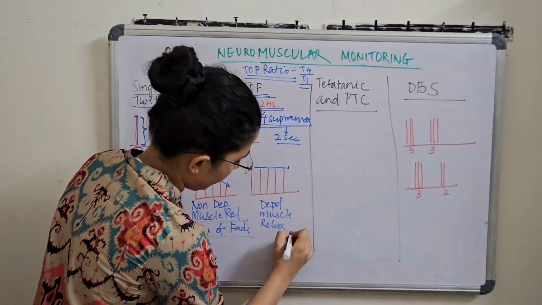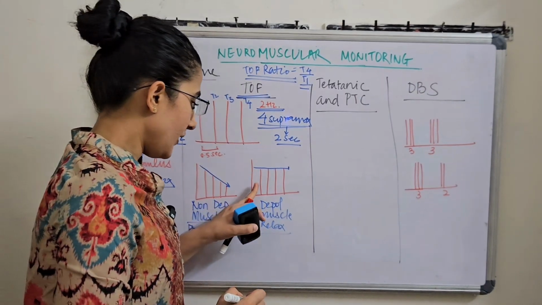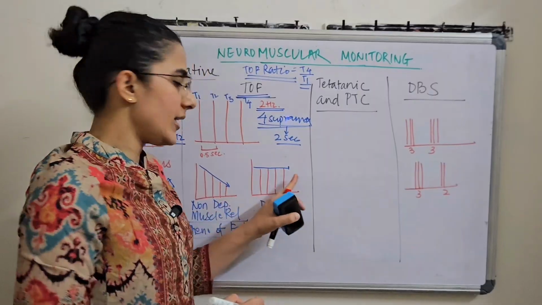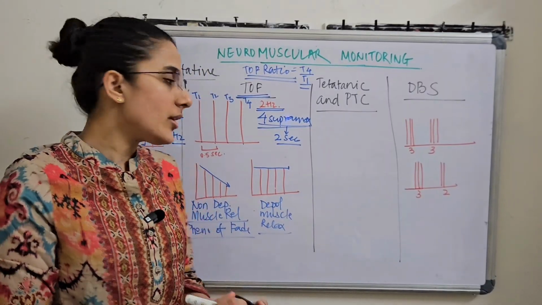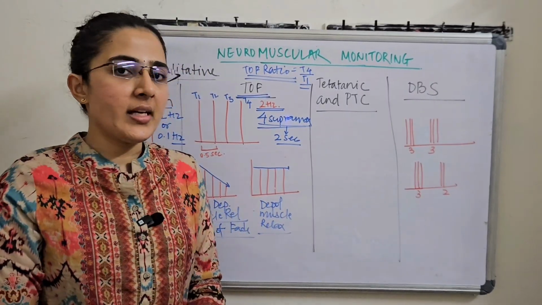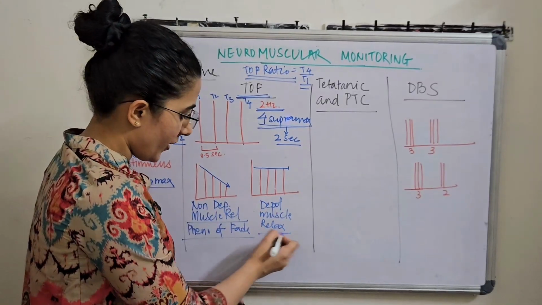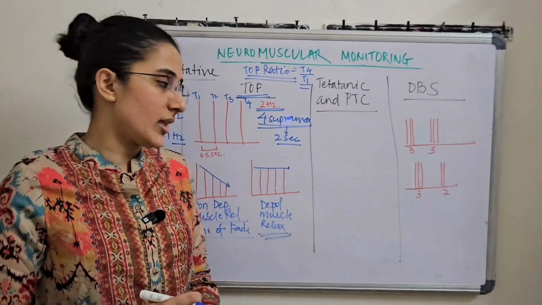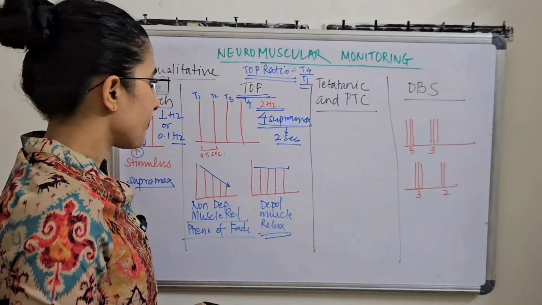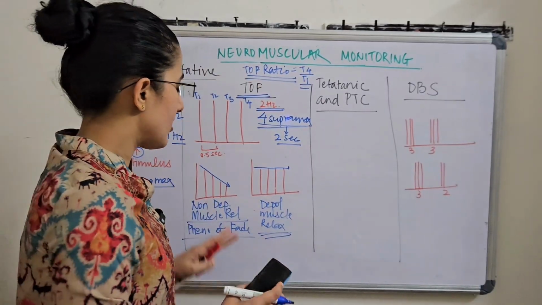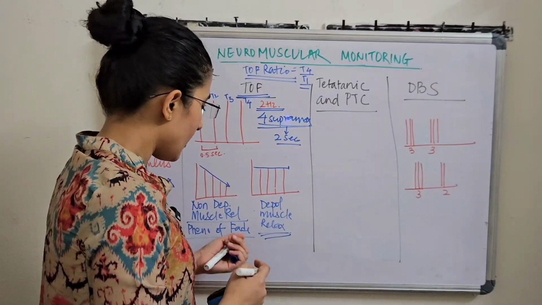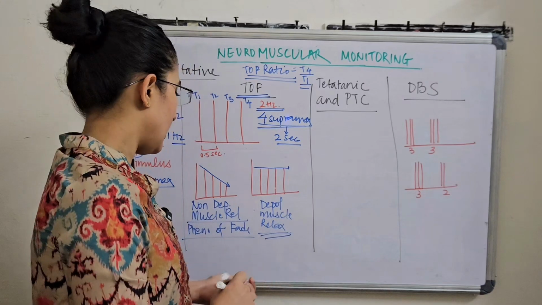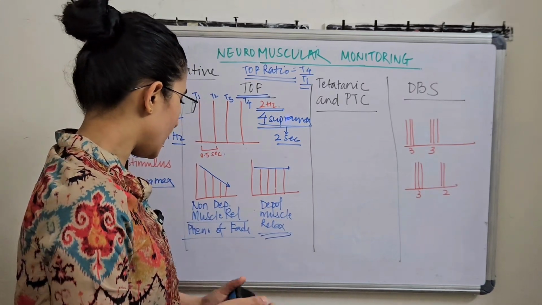So here we see that with the effect of the stimulus, the amplitude will decrease because of the depolarizing agent, but there is no phenomenon of fade. If you see the phenomenon of fade, then that means it is a phase 2 block because of the depolarizing agent. Once we have finished with this TOF, we will have to correlate all of this. I'll tell you in future while coming throughout this video.